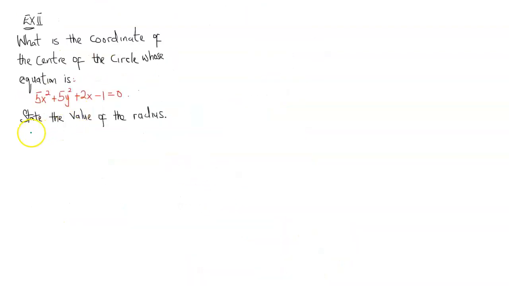Example 2. What is the coordinate of the center of the circle whose equation is 5x squared plus 5y squared plus 2x minus 1 equal to 0? State the value of the radius. Solution.